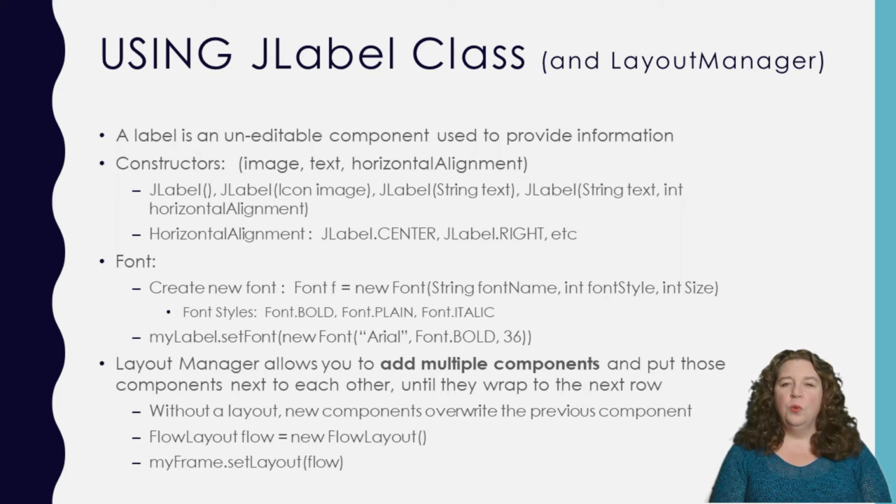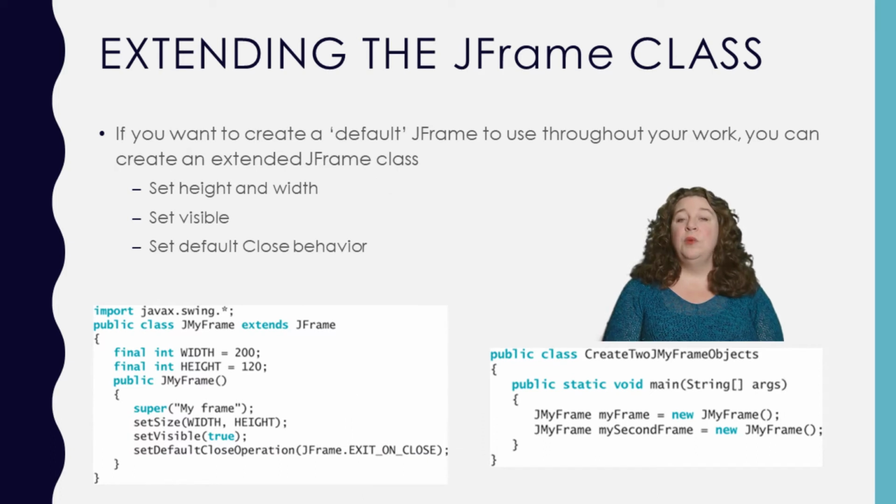Okay, we're going to talk about some ways to extend that JFrame class. If you want to create a default JFrame to use throughout your work, you can create an extended JFrame class. In this way, you're doing a subclass, just like we did in our inheritance lesson. And you can make your own JFrame that has a default width and height. So you don't have to set the width and height every time. That way you can set things like visible automatically. You can set other pieces of information as you go along and make this your own personal class.